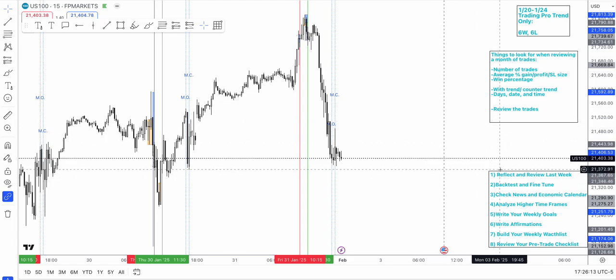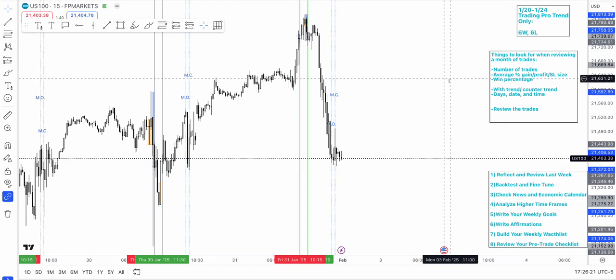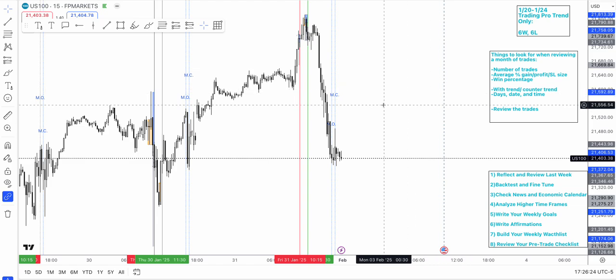So looking at the first one, reflecting and reviewing last week. This previous week I didn't trade too much because I was sick and just getting over it, and I was just on and off the charts a little bit. So I did backtest it a little bit. You can kind of see it here, it's also in a previous video. You can go check that out.